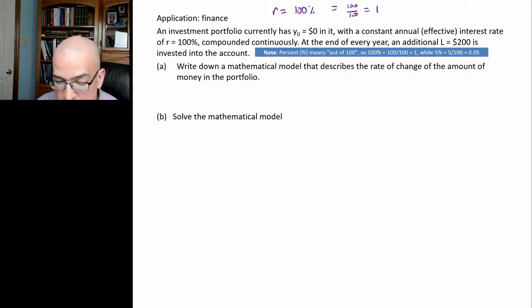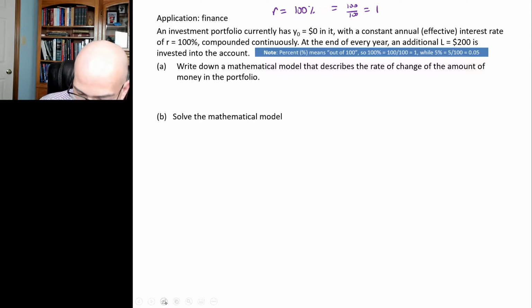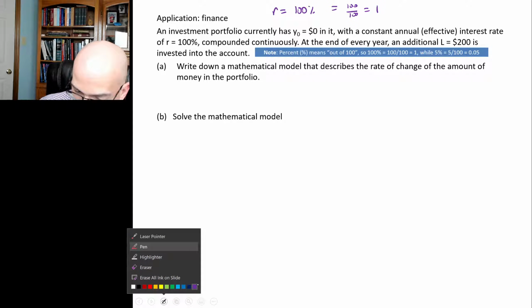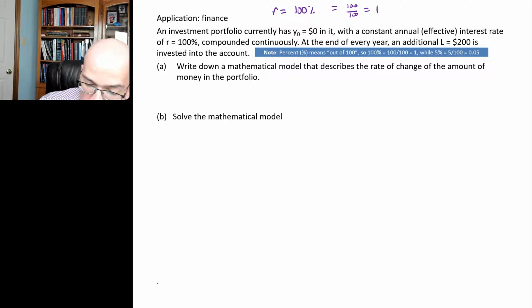Don't get thrown by the continuous compounding. If you've already learned some finance previously and you've learned the distinction between continuous compounding and discrete compounding, don't panic. We're not going to do anything except continuous compounding inside this course, which is generally treated as an approximation for discrete compounding anyway. All right, so let's write down this mathematical model, which will have two components.